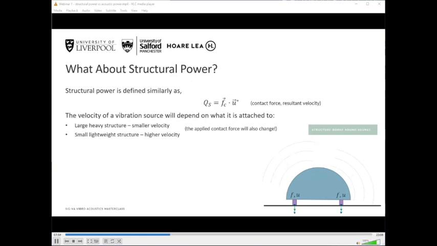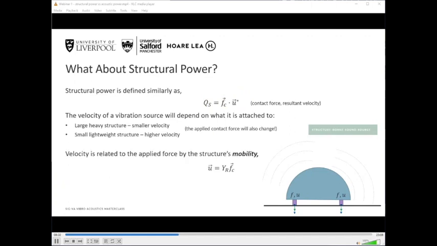We can define structural power in the same way as before. Here, F represents the contact force between the machine and the receiver, and U is the velocity at this connection. Now here comes the important bit. The velocity of a vibration source will depend on what you attach it to. If you attach a machine to a large heavyweight structure, you'll generally get a smaller velocity than if it were a lightweight structure. So we can already see that structural power is not going to be an independent source property.